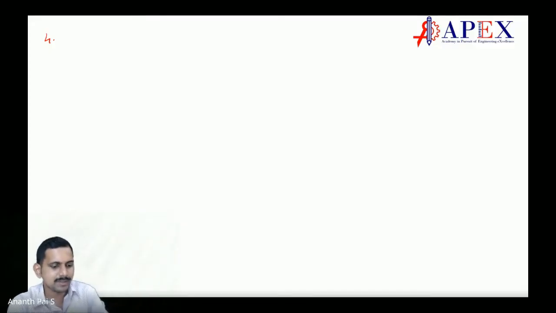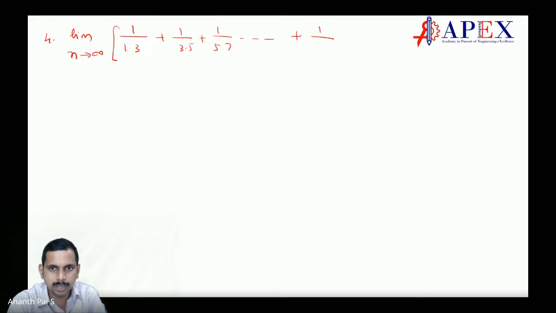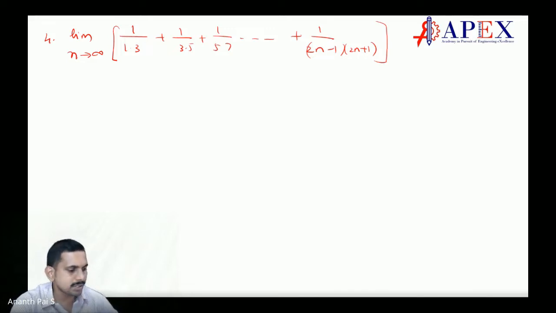Fourth one, we have limit n tending to infinity of 1 by 1 into 3 plus 1 by 3 into 5 plus 1 by 5 into 7 and so on, up till plus 1 by 2n minus 1 and 2n plus 1. How do you solve it? To solve this, what we have to do is we have to get this as, just a second, we get 1.